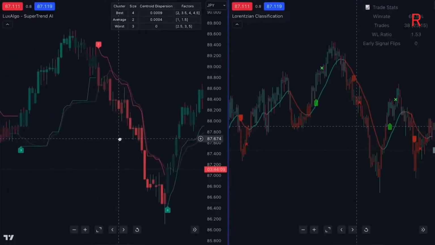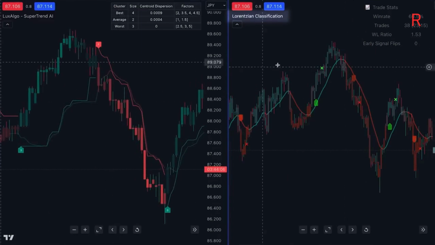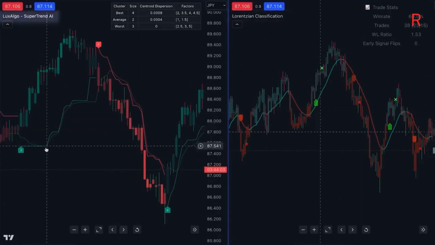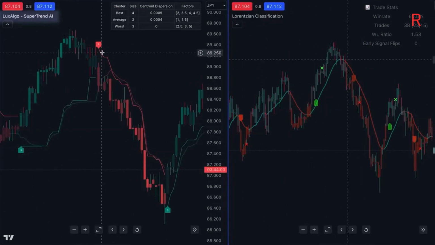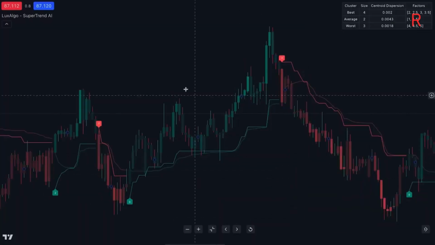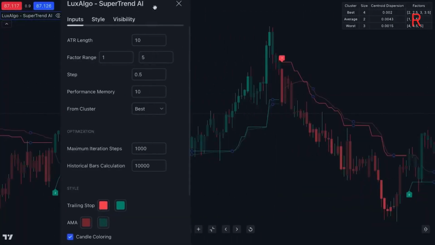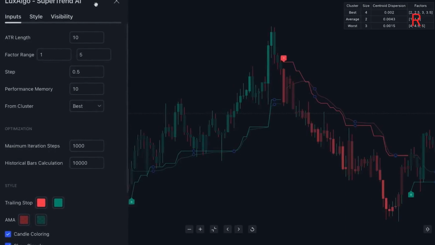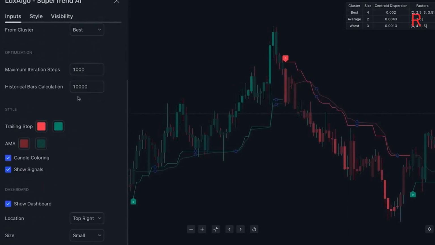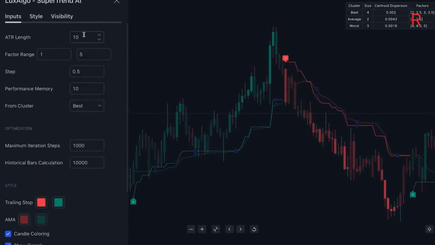If we compare this indicator to the Lorentzian classification, we can see that the Supertrend AI clustering is much faster at catching market trend changes. If we go into the settings, we can see that we have a number of options available where, if modified, can help us filter signals. However, as mentioned, we also have the voting value on each signal to let us know how likely it is a trade will be correct.